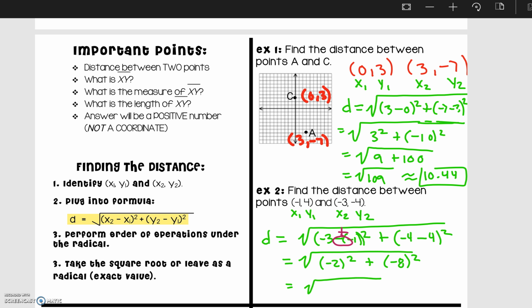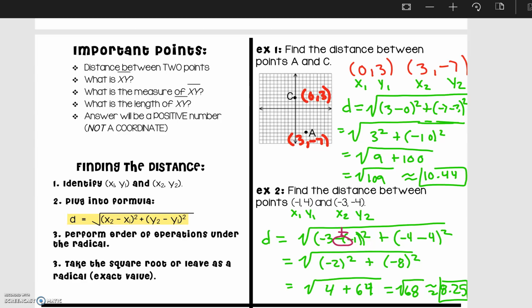-2 squared is -2 times -2, which is +4. -8 squared is -8 times -8, which is +64, which equals the square root of 68, which is approximately 8.25. So that's how you find the distance using the distance formula between 2 points. And again, if you need to pause the video or rewind, make sure you do so.